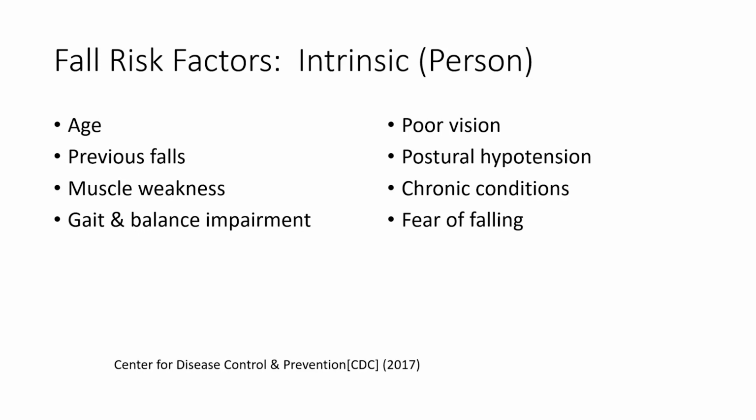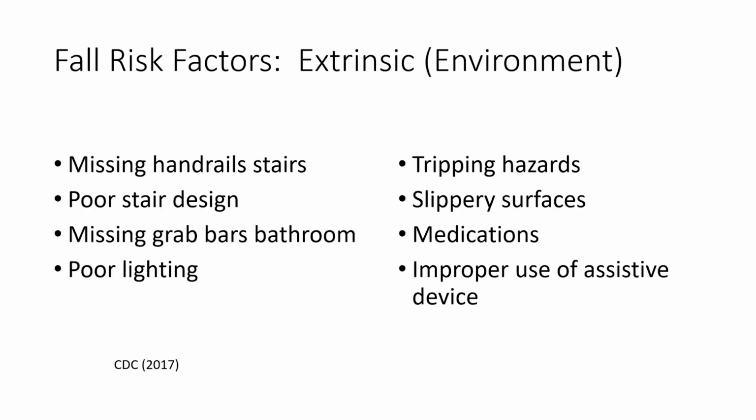Poor vision, her vision is good. Postural hypotension, that might be indicated in Virginia's case periodically. But we know that for her, it's lower blood sugars that happen. And chronic conditions, which she has, and fear of falling. And she has a little bit of that, not too bad. Then the CDC puts them into extrinsic factors, such as everything in the environment: missing handrails, poor stair design, missing grab bars in the bathroom, poor lighting, tripping hazards, slippery surfaces, medications, improper use of assistive devices. We will address all of these extrinsic factors in the videos that will show a home eval with Virginia.